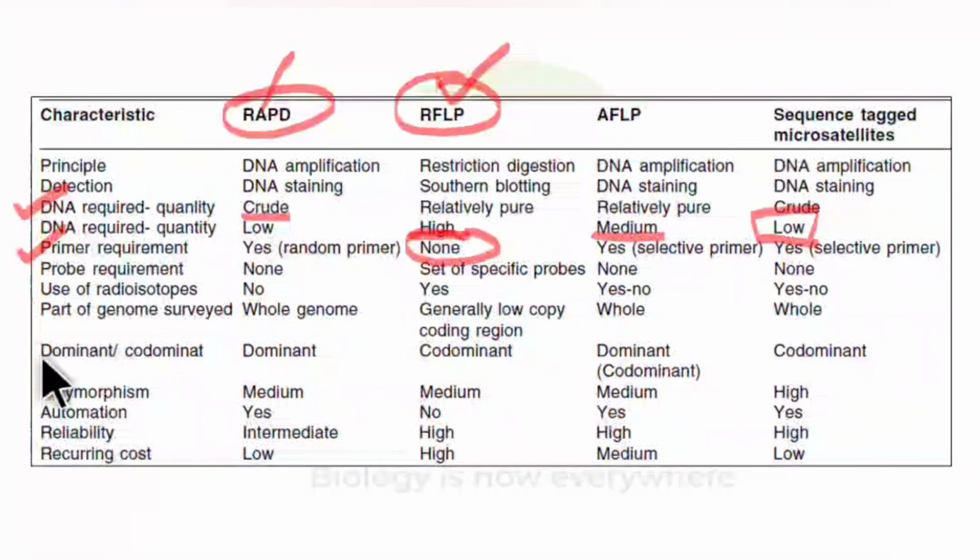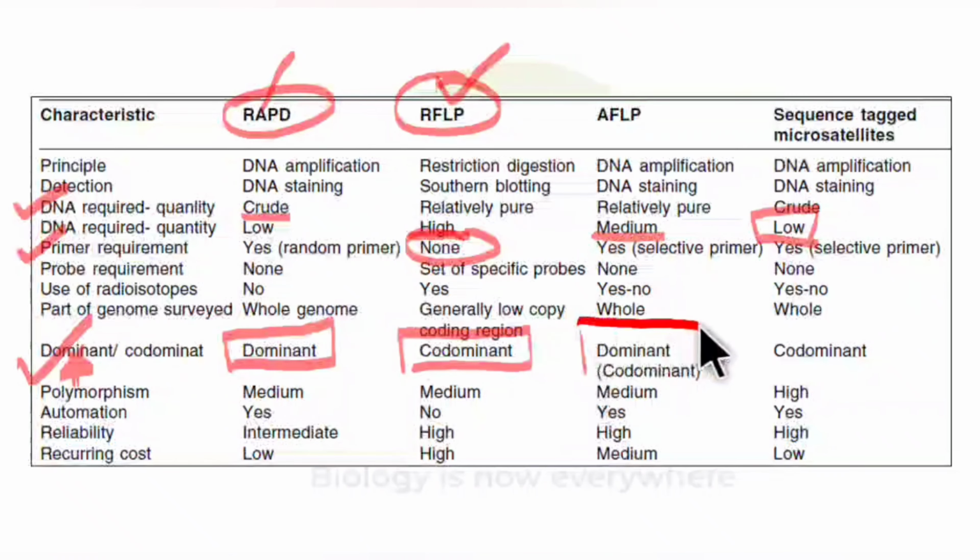And if we talk about the dominant and codominant nature, this is important, because this can be asked definitely in the CSIR or in the DBT in the match the column format, that the RAPD is a dominant marker and the RFLP is codominant, and AFLP is either dominant or it can act as a codominant, and the sequence tagged microsatellites are codominant.